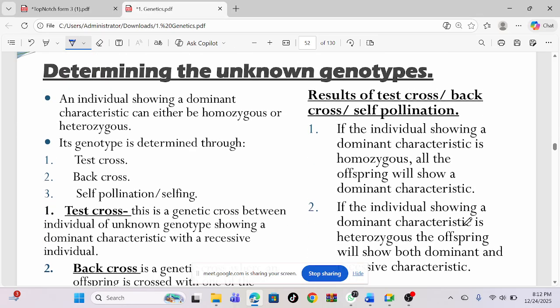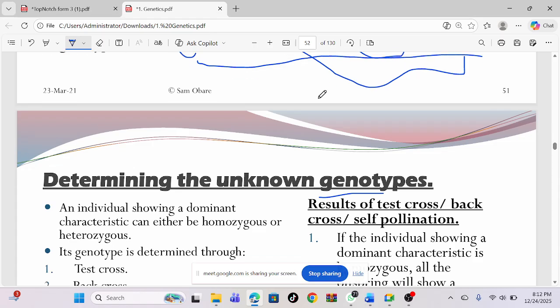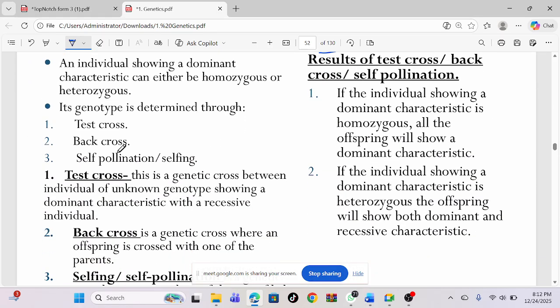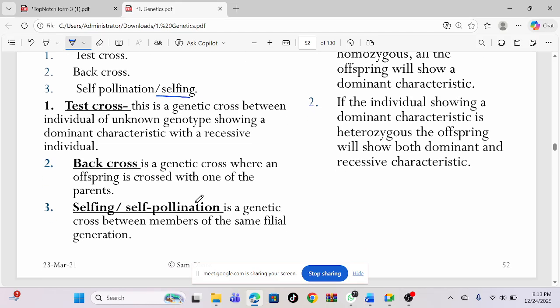Sometimes we may need to identify the unknown genotype, the genotype which is not known. There are three ways we can identify them: test cross, back cross, and self-pollination. Self-pollination is what is called selfing, we just self it. Test cross is a genetic cross between individuals of unknown genotype, showing the dominant characteristic, with recessive individuals.